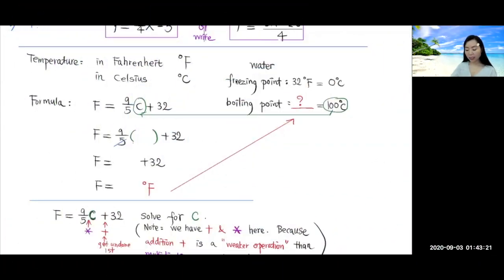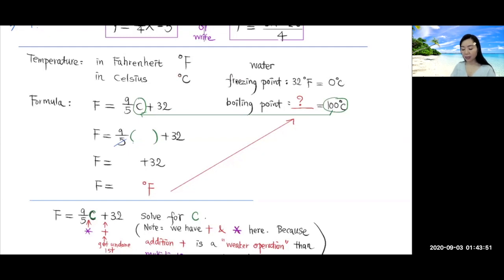Now let's continue and finish lesson 3. We're going to talk about this formula to convert the temperature between Fahrenheit and Celsius. Okay, so temperature that is in Fahrenheit, then we use this symbol. Okay, so this is the degree sign and the F here. If the temperature is in Celsius, then it is this degree sign with a C.